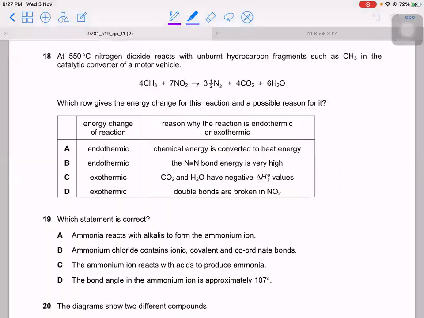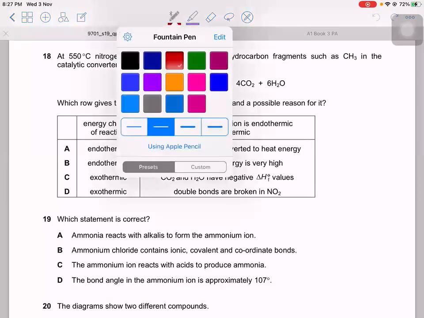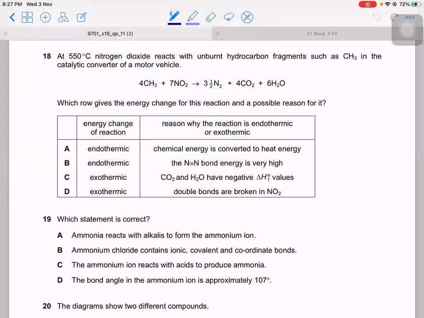18. At 550 degrees Celsius, nitrogen dioxide reacts with unburnt hydrocarbon fragments such as CH3 in catalytic converters of motor vehicles. Which row gives the energy change for the reaction and the possible reason for it? We know that in the catalytic converter, we have combustion reactions, and those are exothermic. So A and B can't be the answers because they are not endothermic, they are exothermic.